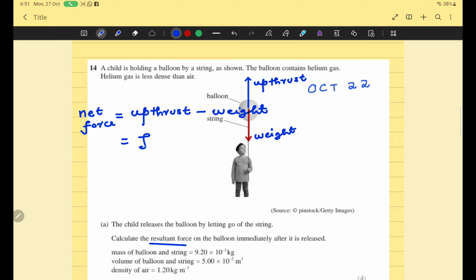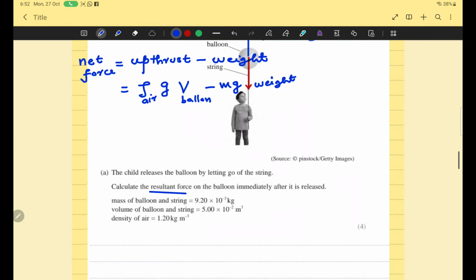It is rho G volume, and this rho is the density of air. In this question, air is acting as a fluid. Density of air and the volume of balloon, minus weight, and weight is mg. There is no issue, all the values are given.